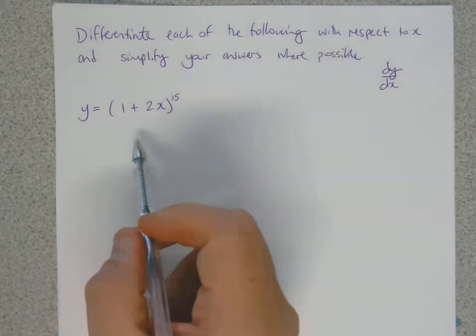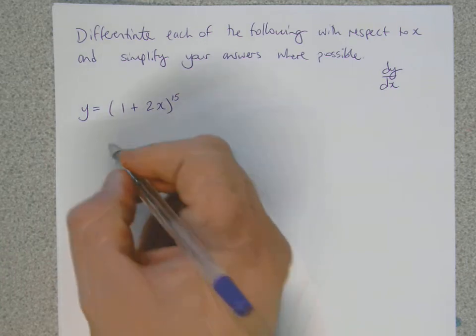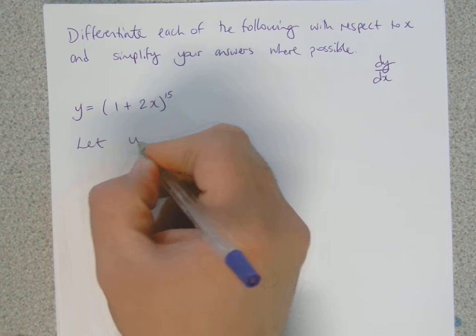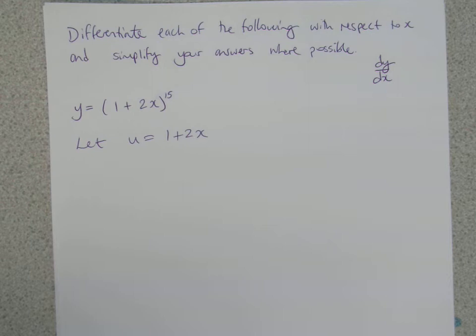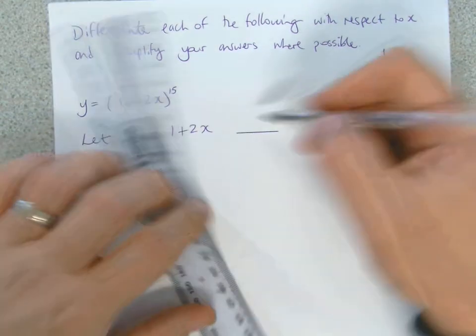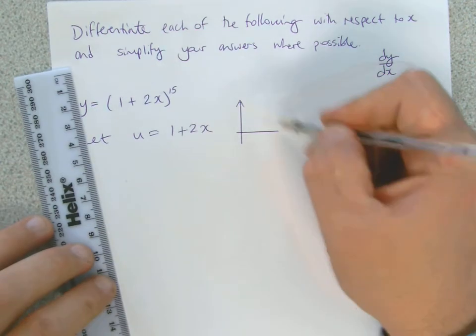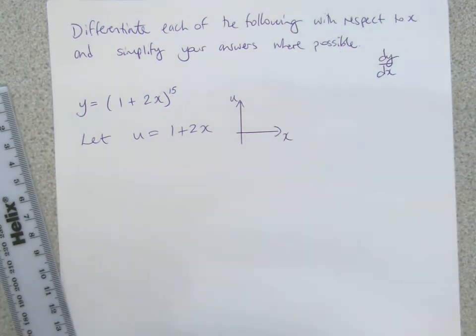So what we do with the chain rule is introduce a different letter, and the letter we introduce is u. So I'm going to say, let u equal 1 plus 2x. All I'm doing there, with this different letter, is I've got u in terms of x. Like with our x and y axes, where you've got x going across and y going vertically, in this case I've got my x going across, but I've got my u going vertically. It's no different to y and x axes. It's just a u and x axis in this case.